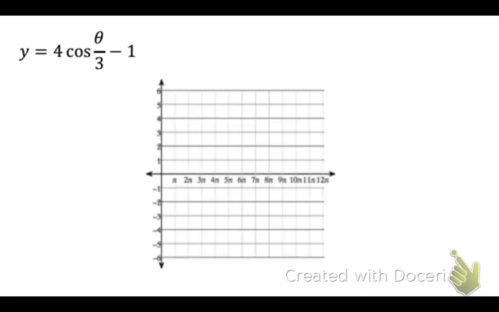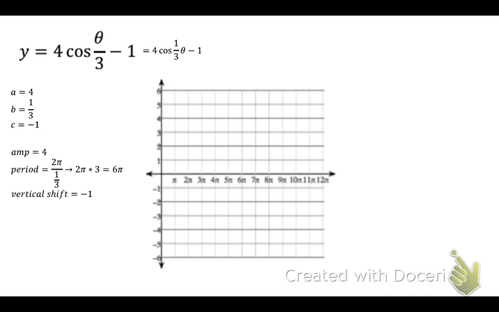So look at this one: y equals 4 cosine of theta over 3 minus 1. That's going to be 4 cosine of 1/3 theta minus 1. So A equals 4, B equals 1/3, C equals -1. That means my amplitude is 4. My period is 2 pi over 1/3. You can flip that fraction, so that's going to be 2 pi times 3, which is 6 pi. Remember, whenever you divide by a fraction, you can always just multiply by the reciprocal. And the vertical shift is -1, so you go down 1.